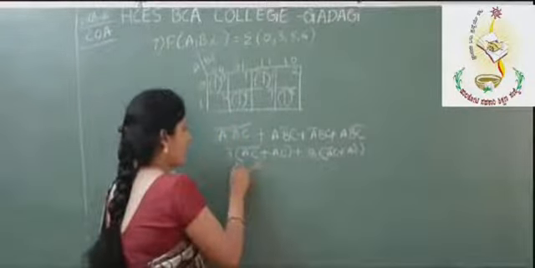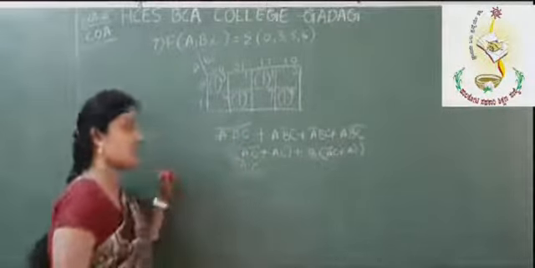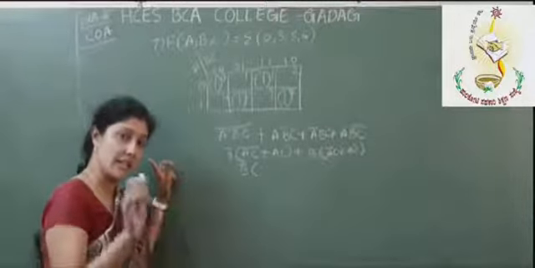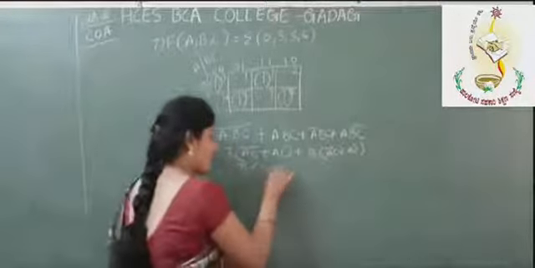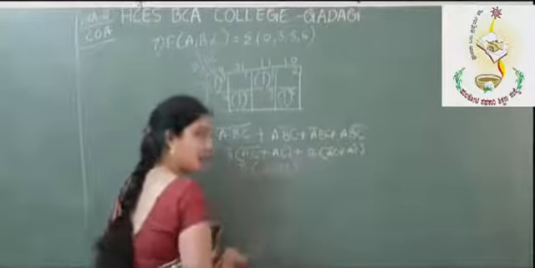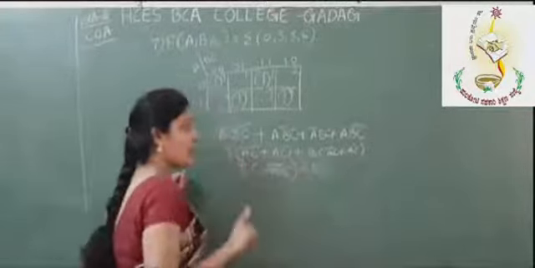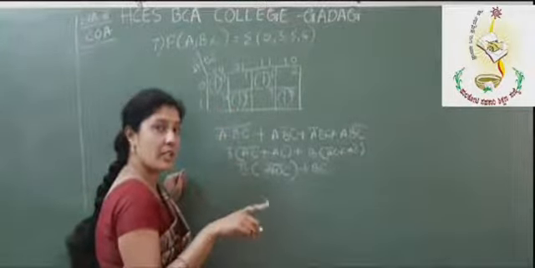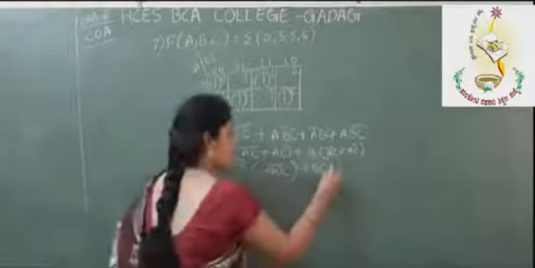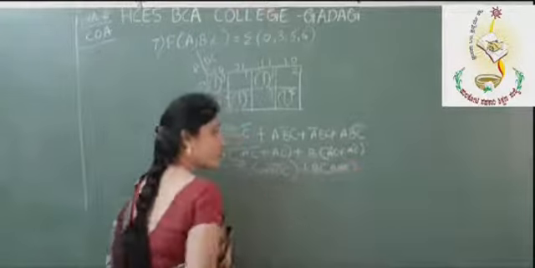Now B bar. What is this? A bar C bar plus AC. This is nothing but XOR gate. Therefore it is A XOR B plus B into, what is this one? A bar C plus AC bar means XOR gate. Therefore it is A XOR C.